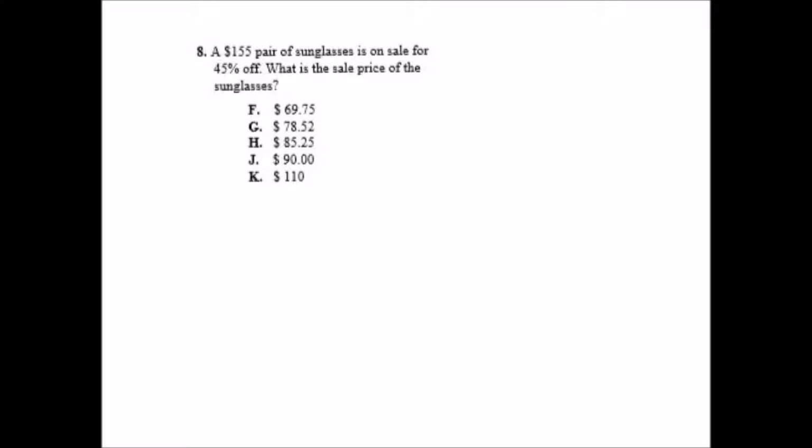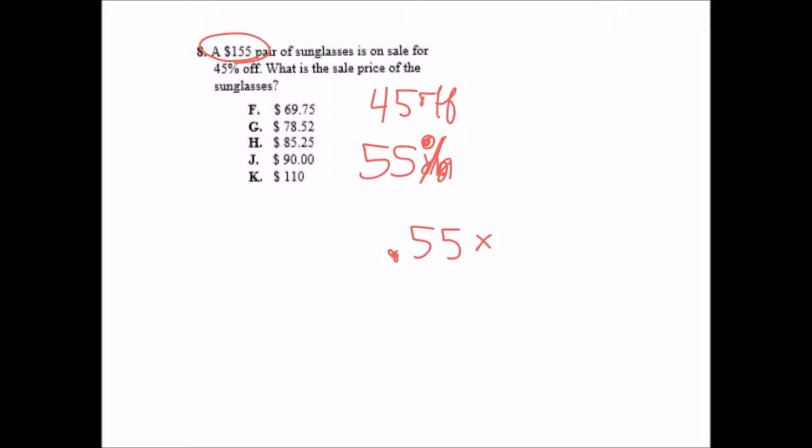Question 8 says a $155 pair of sunglasses is on sale for 45% off. What's the sale price of the sunglasses? If it's 45% off, again, remember it's what's left out of 100. So if it's 45% off, that means it's 55% on. In other words, you're going to pay 55% of $155. That's how much you're going to pay. So 0.55 times 155 will give you your answer, which is $85.25 each.